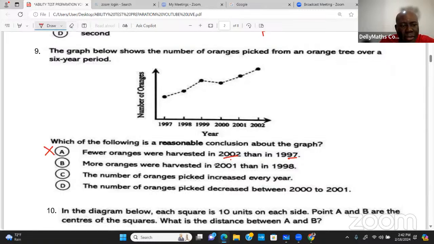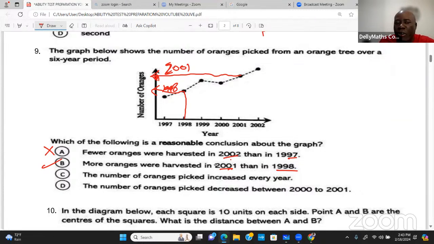So what you want to do is eliminate these ones. The next one says more oranges were harvested in 2001 than 1998. So you want to take that to the y-axis to see which one is taller. That's 2001, and this is 1998 right here going across. So 1998 is below. Watch the question: more oranges were harvested in 2001. I must agree. Definitely there was more in 2001, so this is already correct.